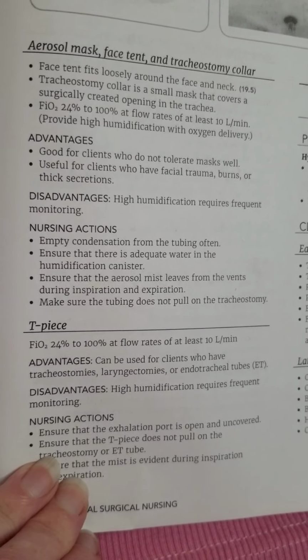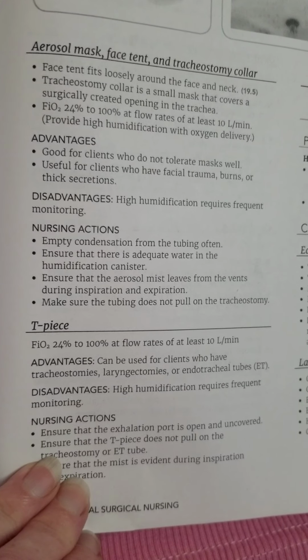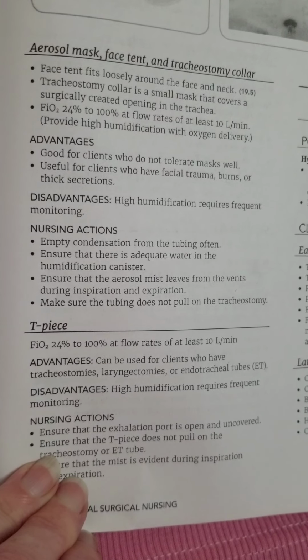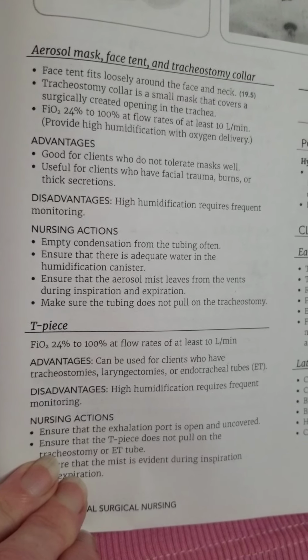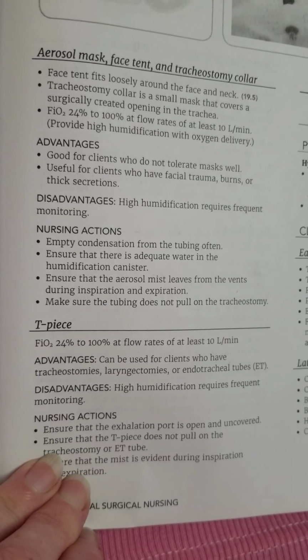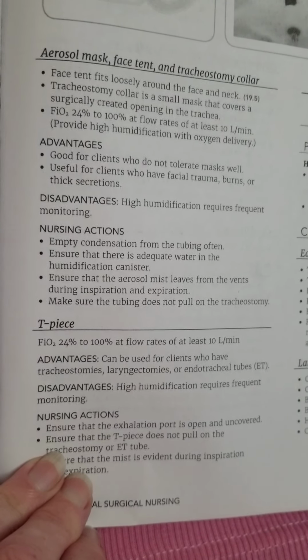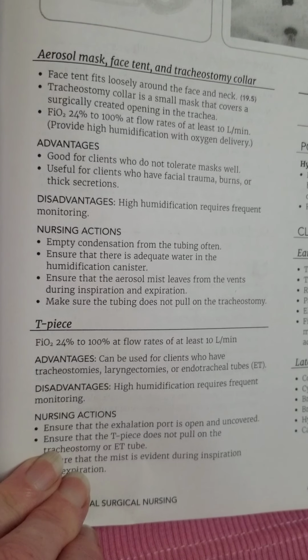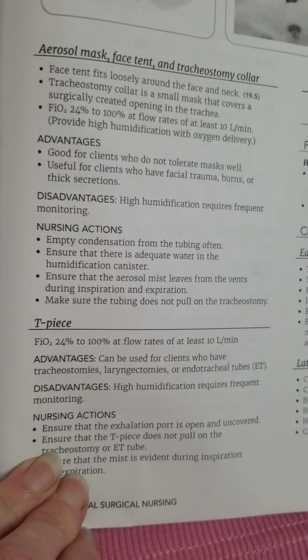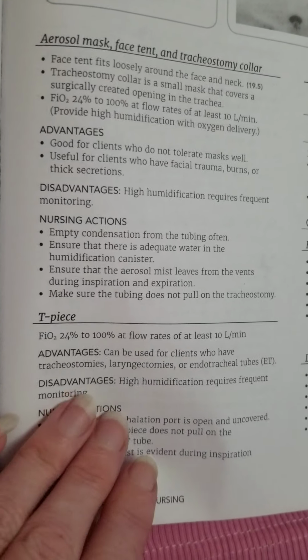Nursing actions are to empty condensation from the tubing often. Ensure that there is adequate water in the humidification canister. Ensure that the aerosol mist leaves from the vents during inspiration and expiration. Make sure the tubing does not pull on the tracheostomy.